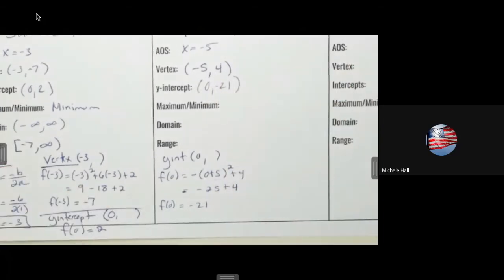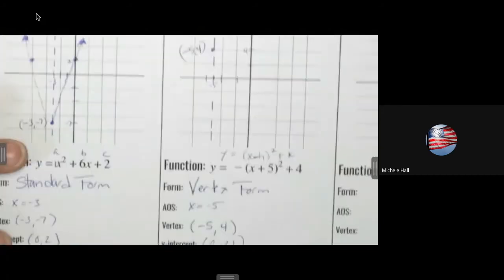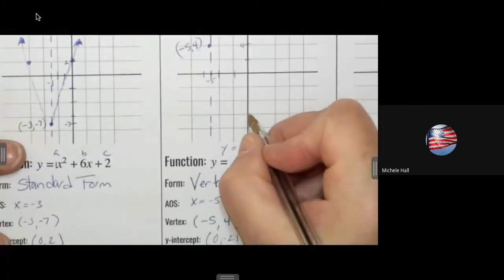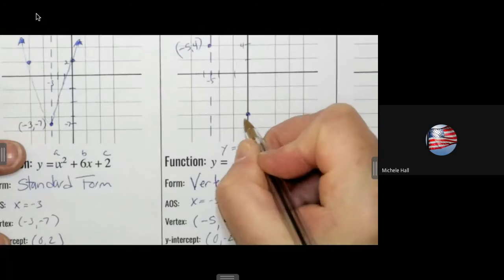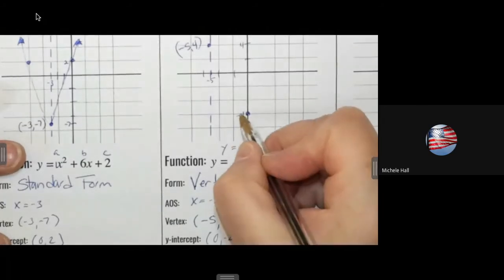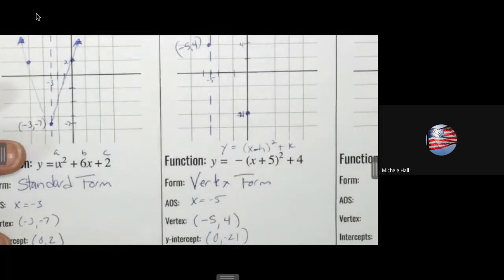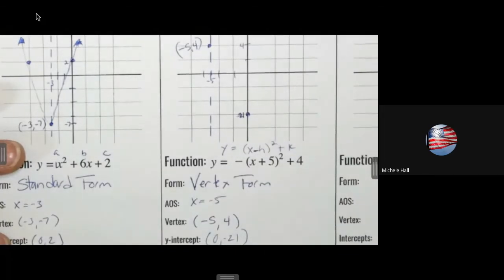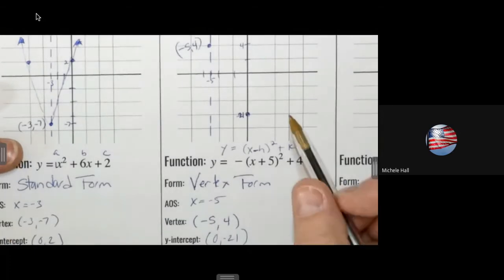Obviously, my graph's not going to go down to negative 21. So if I simply label my graph and I pick a point that seems reasonable and say that this is negative 21, I put it on my graph. That's negative 21. There's no questions whatsoever when the teacher looks at your work and they know you know where that y-intercept is. All right, using symmetry now.